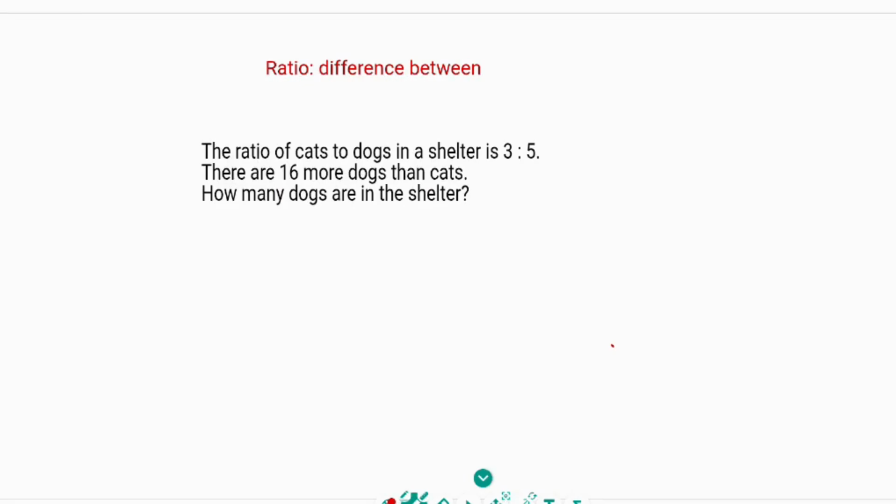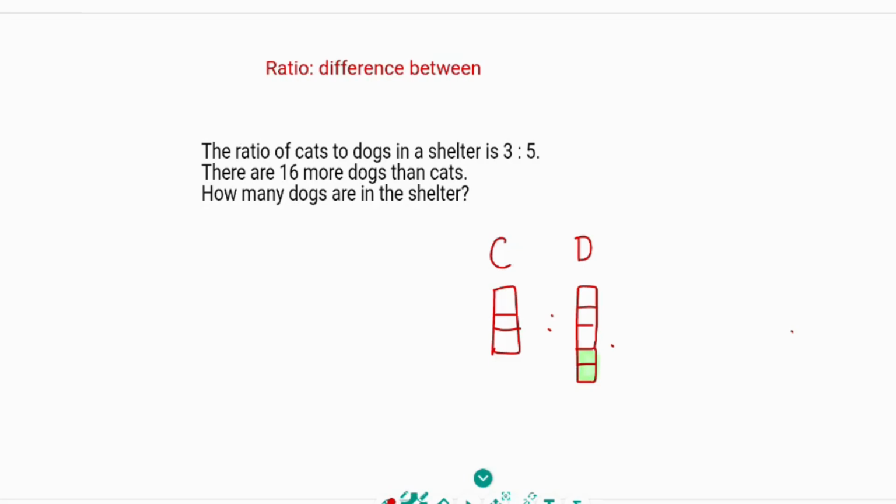Okay, now this last type, this is probably the most complicated. And in the information, you're given the difference between the ratios. So let me explain with this example. We've got cats, we've got dogs. We've got 3 to 5. Now, there are 16 more dogs than cats. So look at our ratio, right? We've got 3 boxes for cats. How many more boxes have you got for dogs? Can you see it's 2?